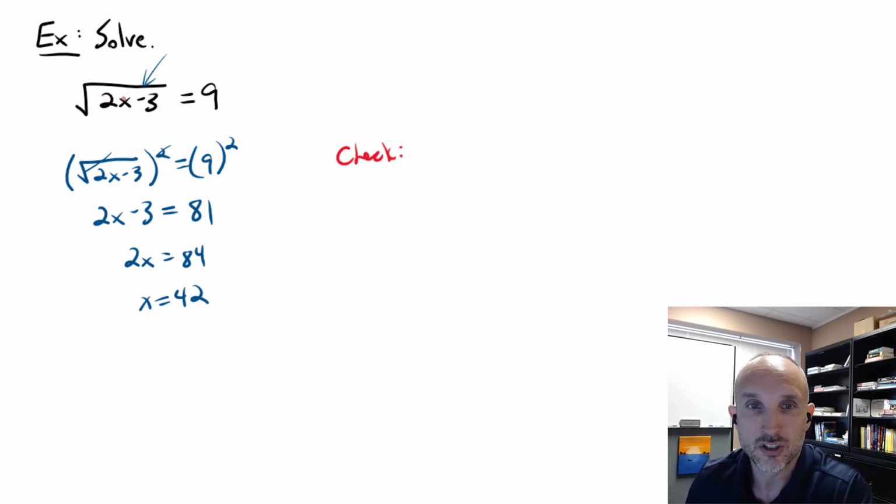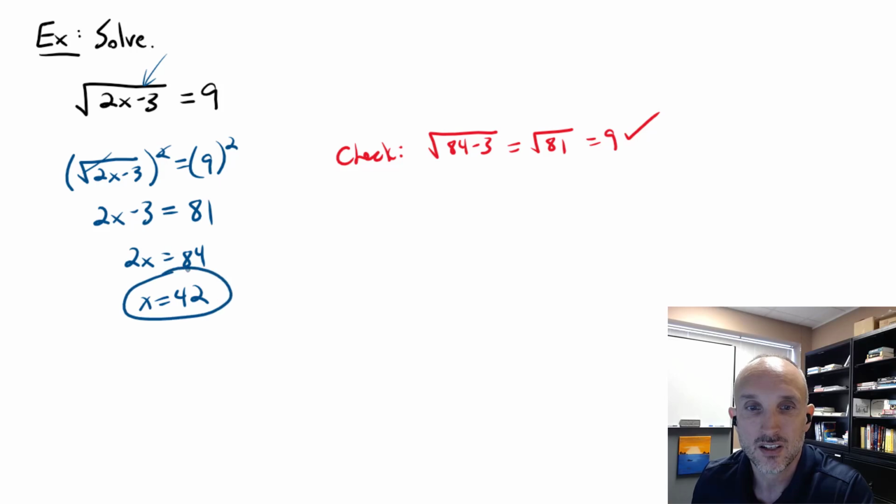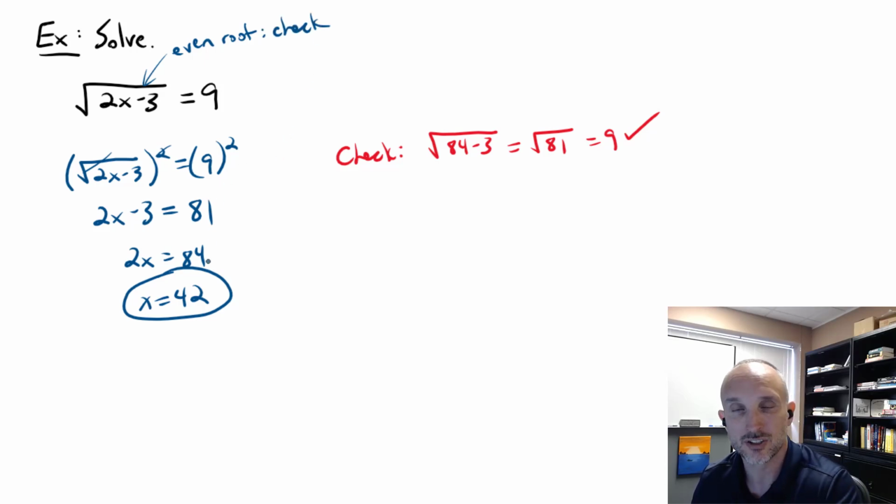2 times 42 is 84 minus 3. Well, the square root of 84 minus 3 is the square root of 81, which is 9, and that equals 9, so we're good. This guy does check. When you have an even root, it's important to remember to check your answer.